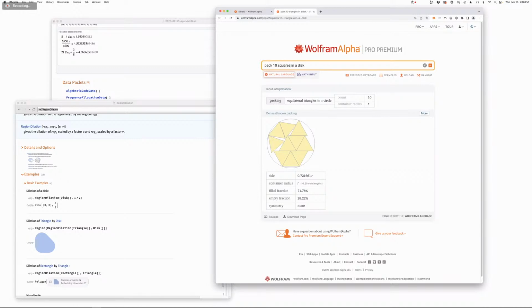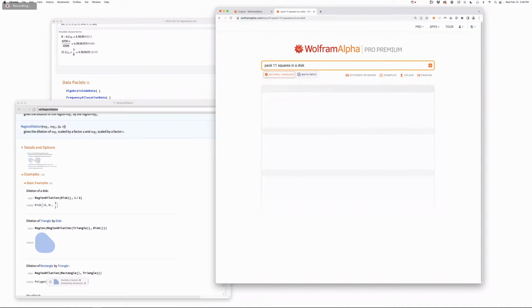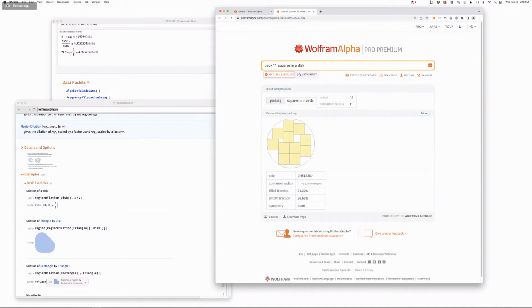Let's see. How many... that was spike packed on one side. Yeah. Not much. I see. This is packing it in such a way... if I say pack 11 squares in a disk, oh boy, this is a complicated optimization problem.